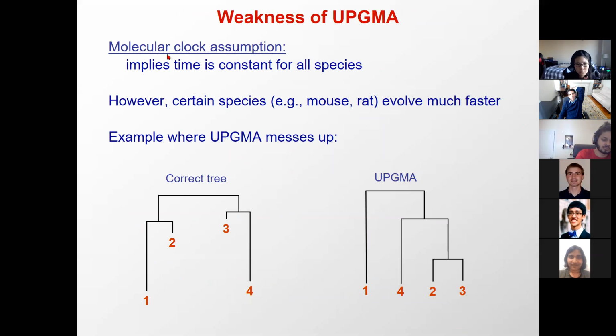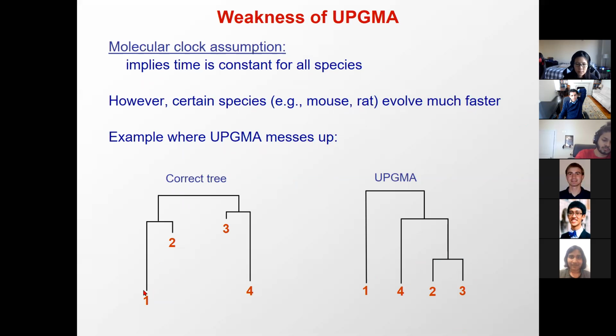It assumes that there's a molecular clock, that from the common ancestor, all of the species have undergone the same number of mutations, as if they all had the same mutation rate. So it implies that the time or the speed of divergence is actually constant for all species. But of course, some species, such as, for example, mouse and rat, evolve much faster. And UPGMA will make incorrect trees for those.